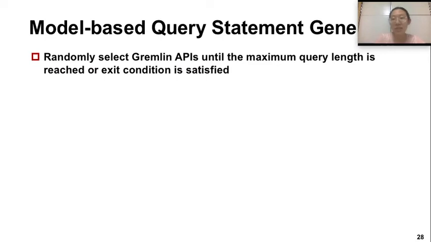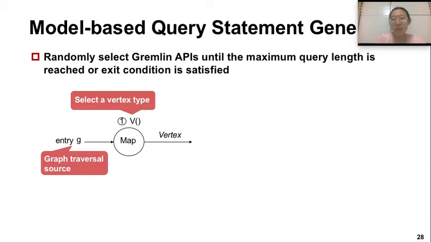Gerund randomly selects Gremlin API until the maximum query length is reached or exit condition is satisfied. Take an example. At first, the query is initialized to a Gremlin graph traversal source g. Then, Gerund randomly selects a vertex API V whose output type is vertex.